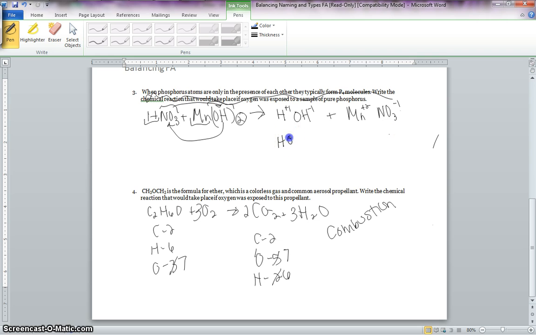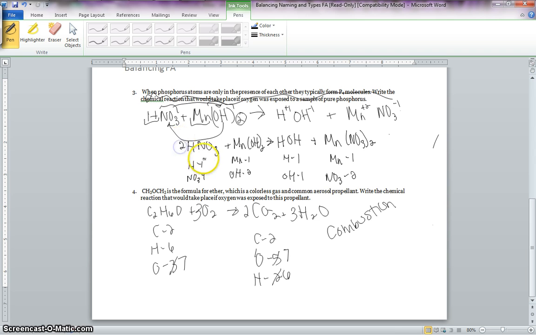So we have HOH plus Mn(NO3)2. We're going to have 2 of those from the crisscross. Now we would just have to balance. We can keep this OH together when we're balancing too. So it should be HNO3 plus Mn(OH)2 yields. So H we have 1, NO3 we have 1, Mn we have 1, OH we have 2. H we have 1, OH we have 1, Mn we have 1, NO3 we have 2. So let's put a 2 here. So that's going to give us 2 there and 2 there. Let's go ahead and put a 2 here. So that's going to give us 2 there and 2 there.